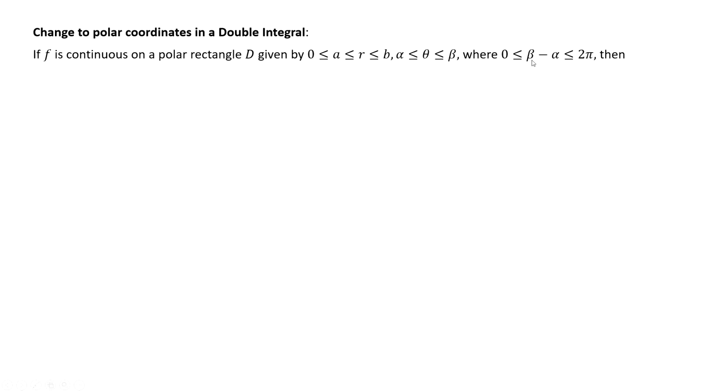What's the implication of making beta minus alpha less than or equal to 2 pi? That is to say that you cannot traverse a circle more than once. The polar form may allow us to do that, but so far as these regions are concerned, that's a no-no. At most, the difference between the ending angle and the initial angle has to be 2 pi, and must be greater than or equal to 0 at the same time.